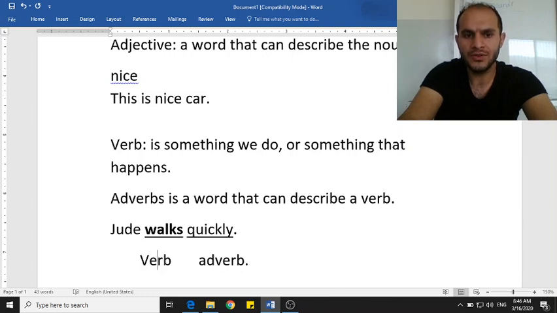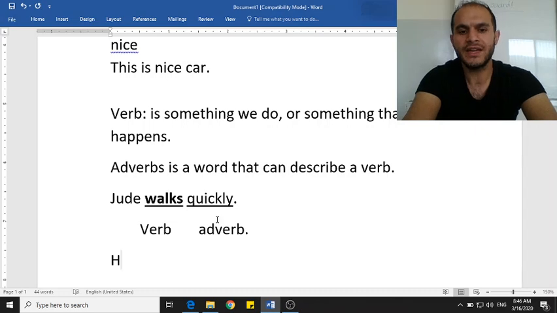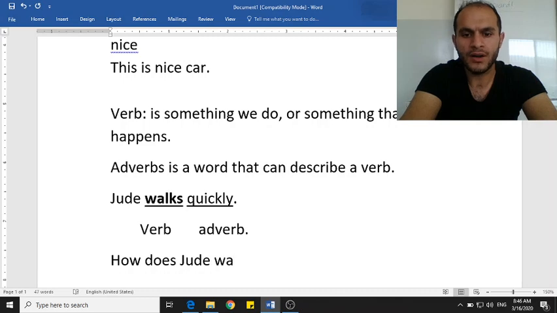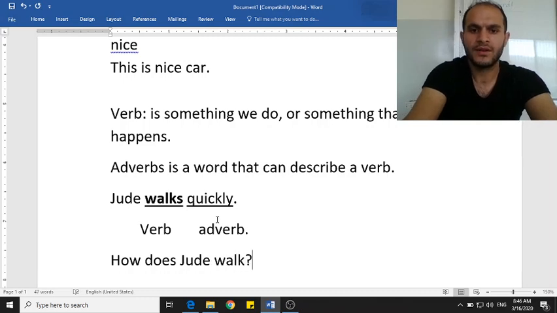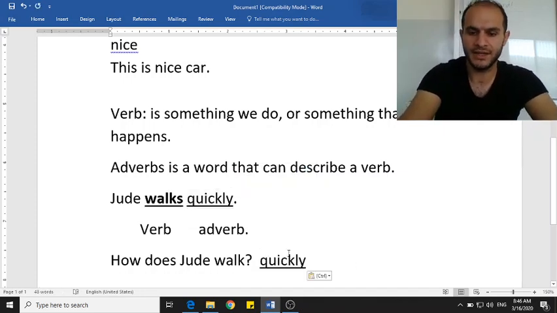How to know if it's an adverb or not, we can ask with how. So we can ask a question like, how does Jude walk? Now what is your answer to this? Yes, that's right. The answer is quickly. She walks quickly.